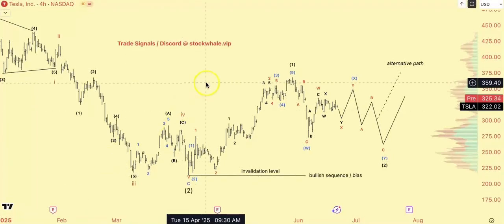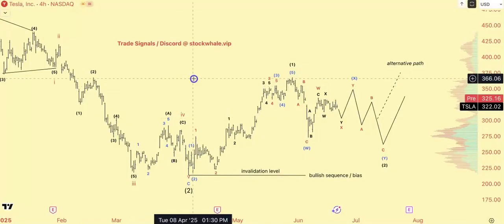It's June the 23rd. Let's recap the markets and go over Tesla. Okay, so with that said, let's jump into Tesla, guys, overall.